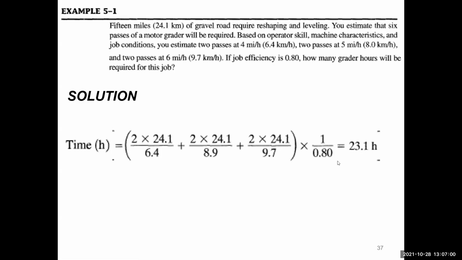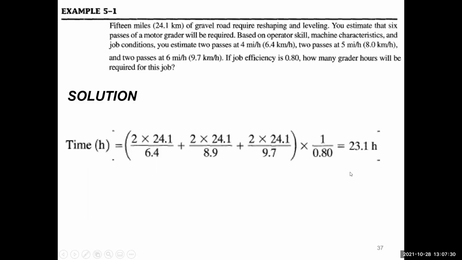In the previous cases, when we were using the job efficiency, we were multiplying by it, because in those formulas we were determining the production. But here we are not finding the production. We are finding the time needed for the grader to work on it. So it is about 23.1 hours.